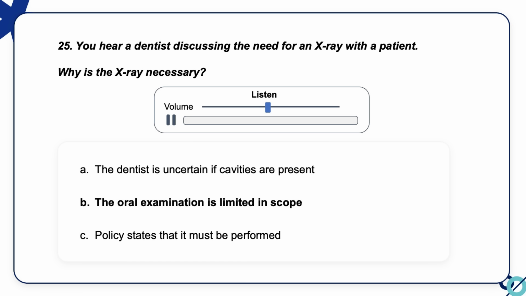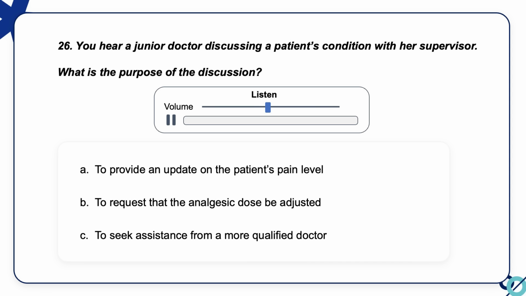Answer A is a distractor. The dentist isn't uncertain if cavities are present. They already found inflammation in cavities. They need the x-ray to check for decay between the teeth. Answer C is also a distractor. He mentions it's standard procedure, but the reason for doing it isn't just because of policy, it's to find the hidden decay.